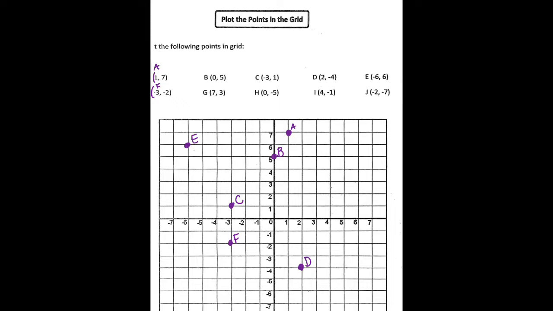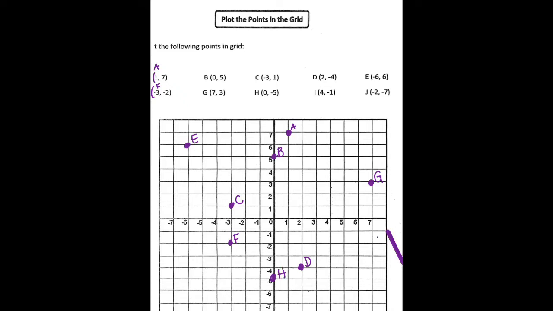All right, point G, I have 7, 3. So I go to the right 7. I'm going to go up to 3. And I plot my point G. All right, point H is 0, -5. So same thing, when I have 0 as my x value, I can't go left or right. I have to stay right there in the middle. But then my y tells me that I'm going to have to go down 5 spots. So I'm going to go to -5, and I'm going to go ahead and put point H.